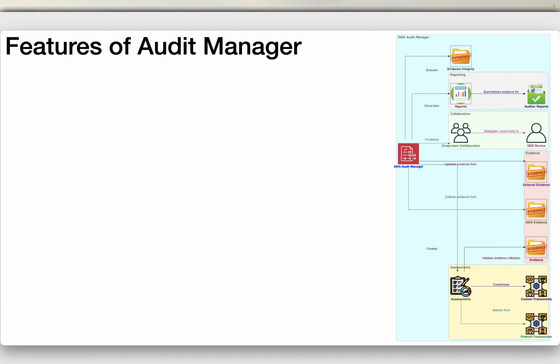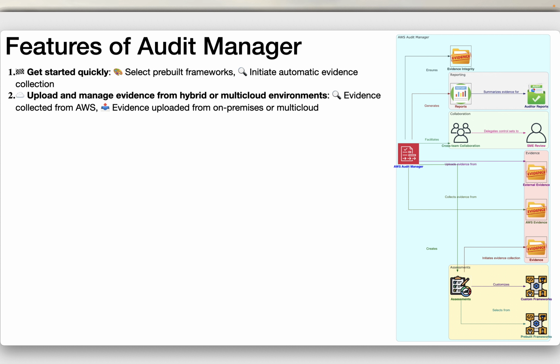Features of Audit Manager. So get started quickly. You can create your first assessment by selecting from the gallery of pre-built frameworks that support a range of compliance standards and regulations. Then initiate automatic evidence collection to audit your AWS service usage. You can upload and manage evidence from hybrid or multi-cloud environments. So in addition to the evidence that Audit Manager collects from your AWS environment, you can also upload and centrally manage evidence from your on-premises or multi-cloud environment.